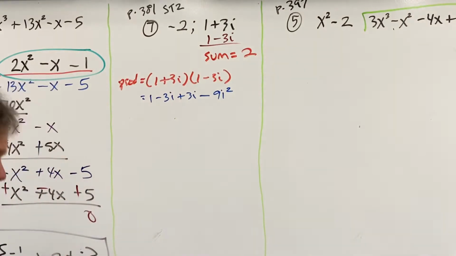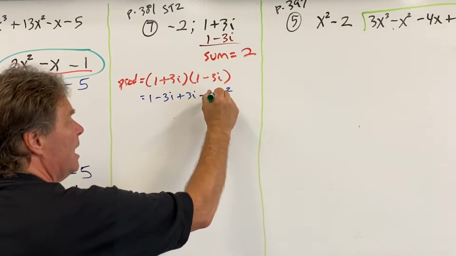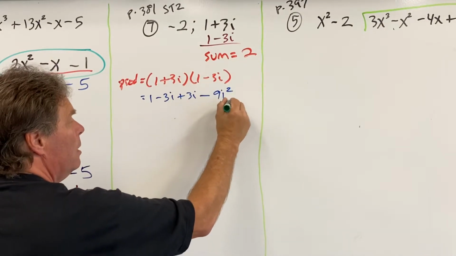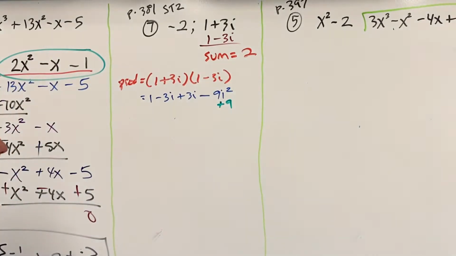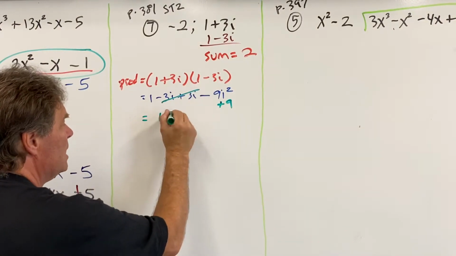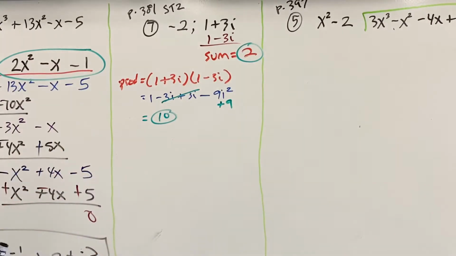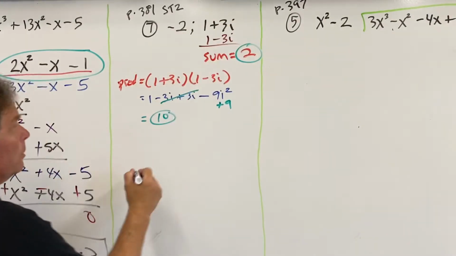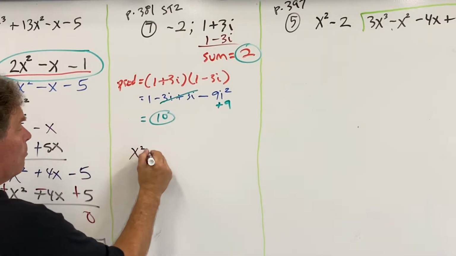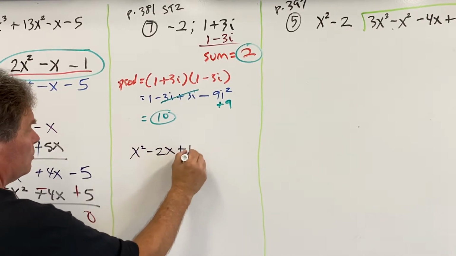But remember, minus 9i squared is minus 9 times negative 1, which all nets out to be plus 9. This cancels. 1 plus 9 is 10. The product is 10. The sum is 2. So, the polynomial that will contain these two guys as roots is x squared minus the sum times x plus the product.